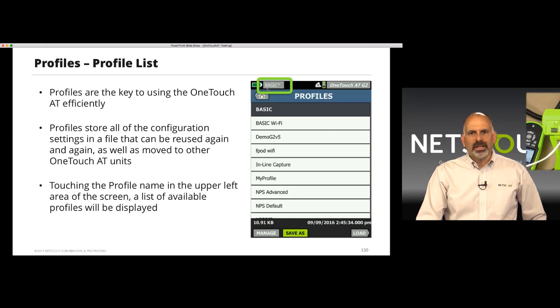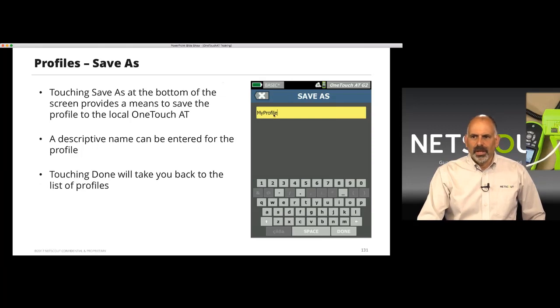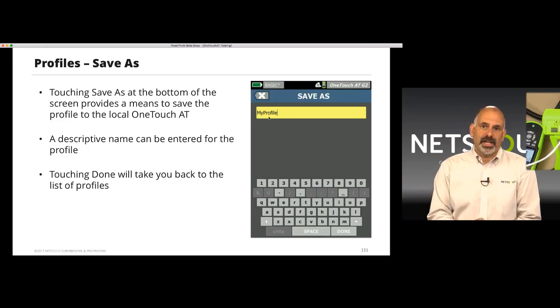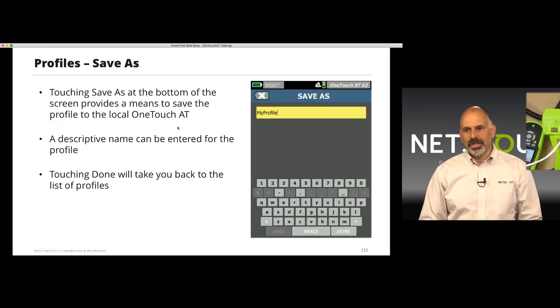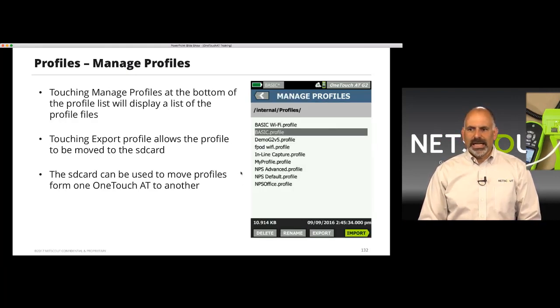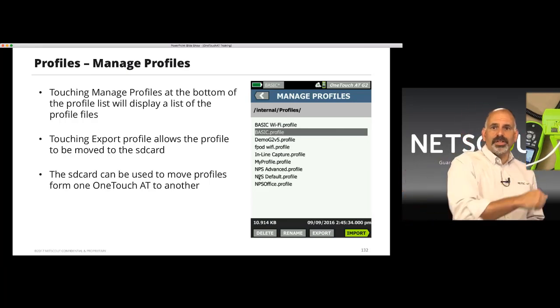If we came up here, we click on that button right up there next to the battery indicator, it brings up a list of our profiles. I can save this profile, and it will save all the settings that I changed in the OneTouch AT. I can open profiles, manage them, import and export them. So I could copy a profile to an SD card and move it around from one OneTouch to another.